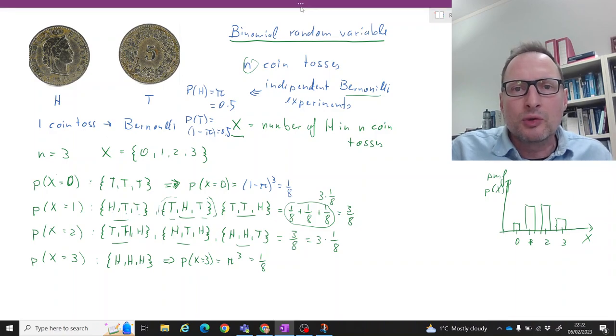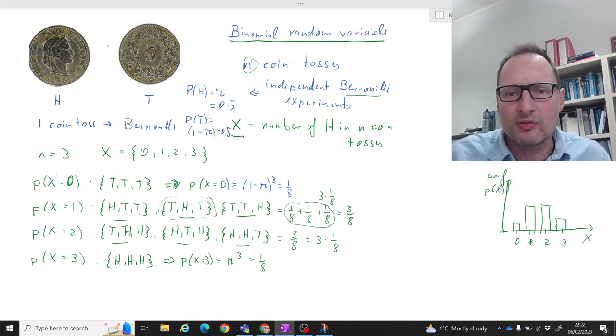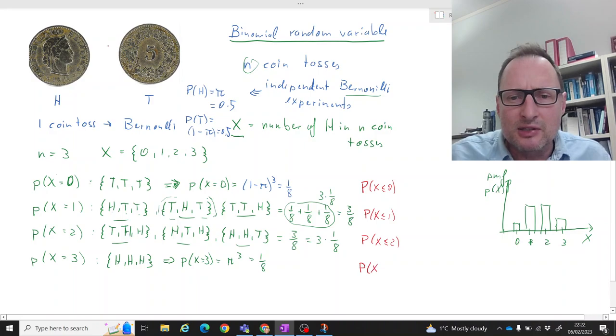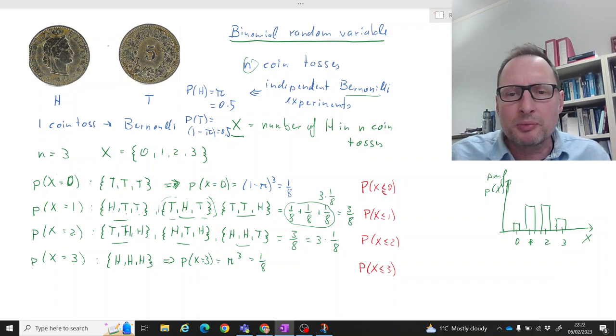So now what we also want to figure out is, what is the CDF? So what is the probability, big P, that X is smaller or equal to 0, the probability that X is smaller or equal to 1, the probability that X is smaller or equal to 2, and the probability that X is smaller or equal to 3. Now, the probability that X is smaller or equal to 0, the only outcome that hits this mark is that X is equal to 0. That is going to be 1 over 8.